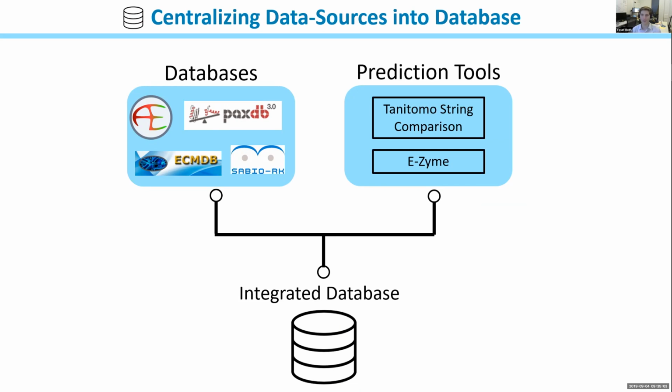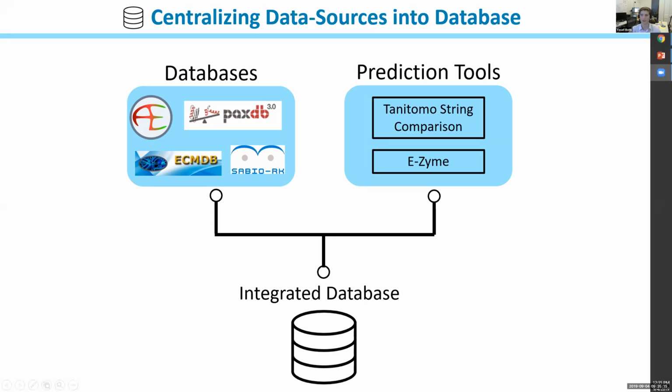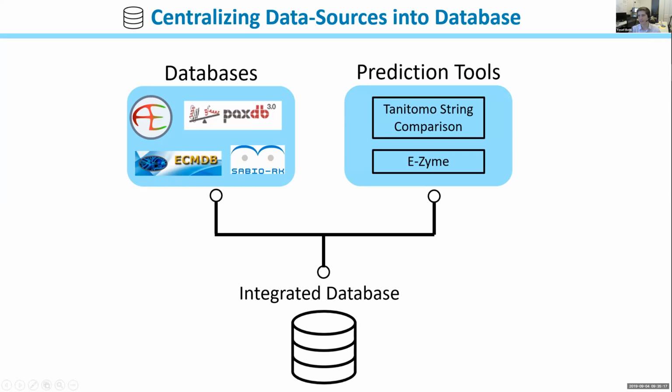We've collected many public repositories online. Here are some examples: PAX-CP, SAVI-RK, and added them to the integrated database. And we also added in some prediction tools like Datanator string comparison, which can predict chemical similarity of compounds, and Ezyme, which is a reaction similarity tool.